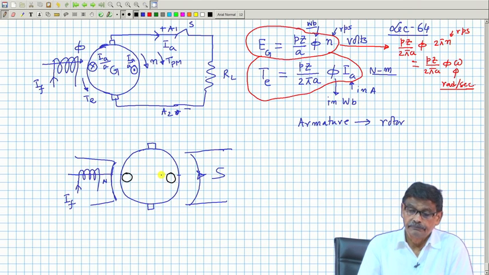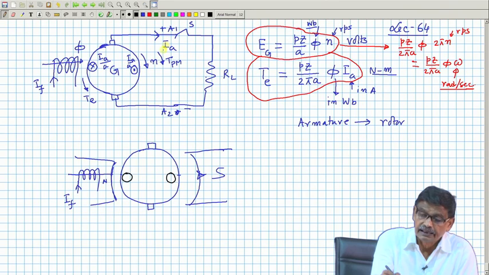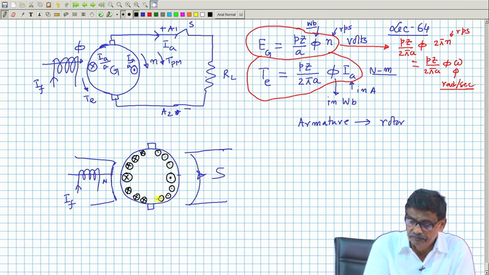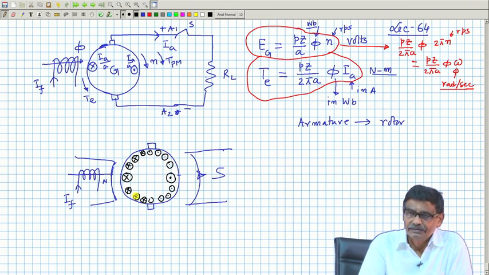And if the armature current is IA, the armature conductors have to carry current cross or dot, applying the right hand rule. All the conductors under the north pole will carry cross current, and they will carry the same current, mind you, IA by A. Whichever conductors are under the south pole and whichever conductors are on this line will not have induced voltage; it will be 0, but current will be there.